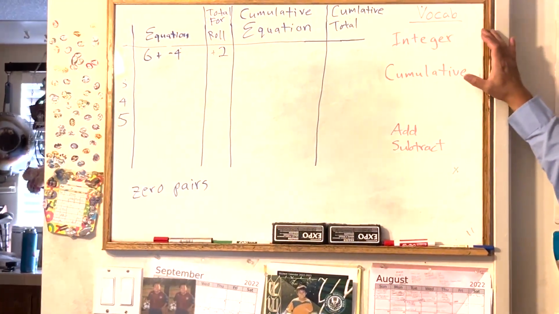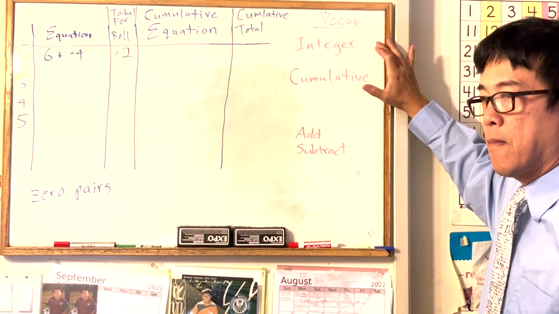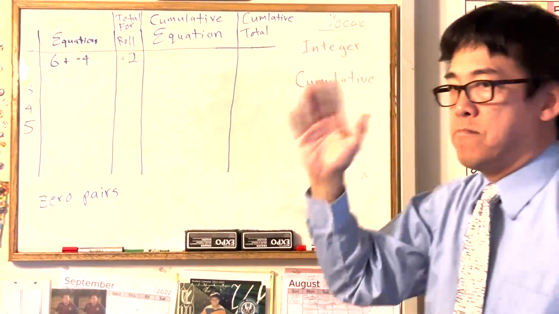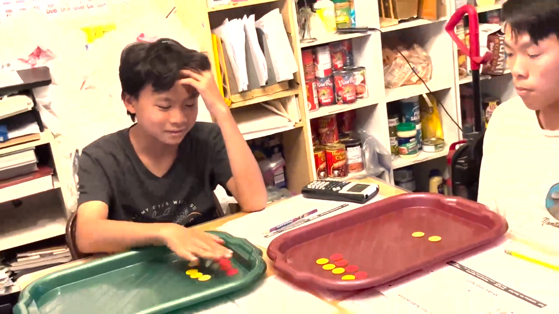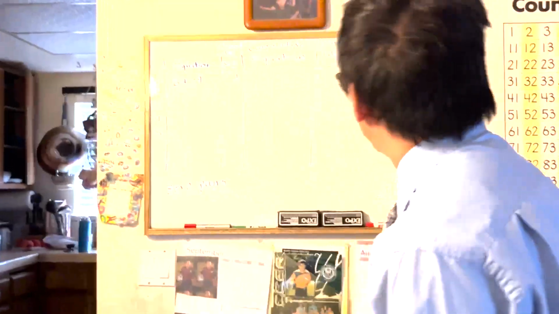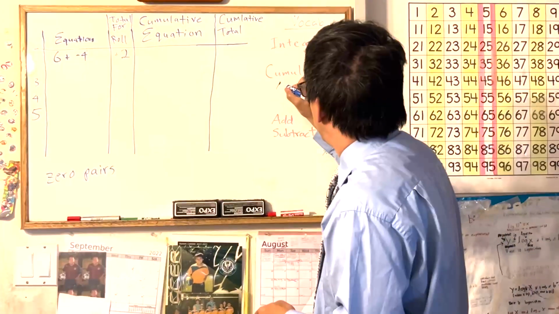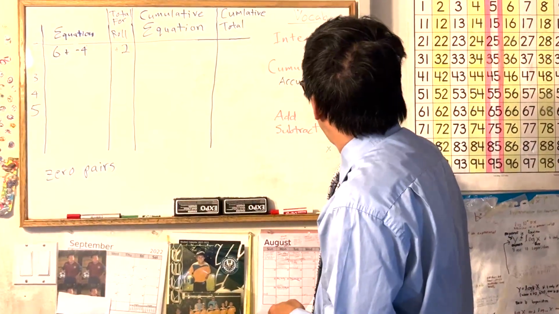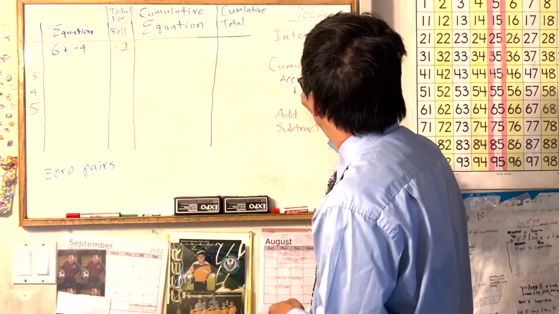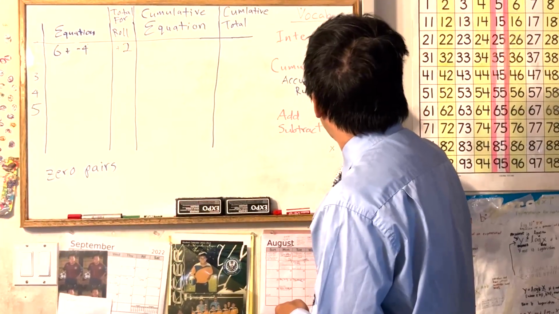Okay, this is our vocabulary. Can someone tell me what integer is? A whole number, negative or positive. Okay. Where do you see that, Jaden, in our classroom? The number line. The number line, okay? So we're going to be using the number line and the counters and the subtraction rule. Now, cumulative is like the word accumulate, right? This is called a running total. Okay? All right.